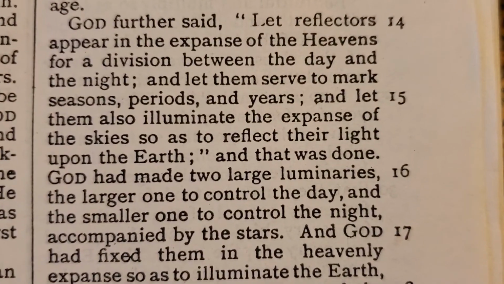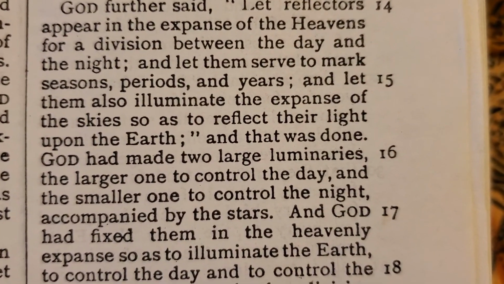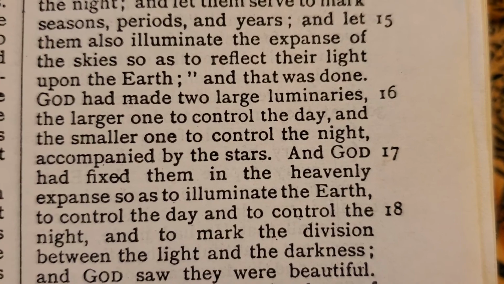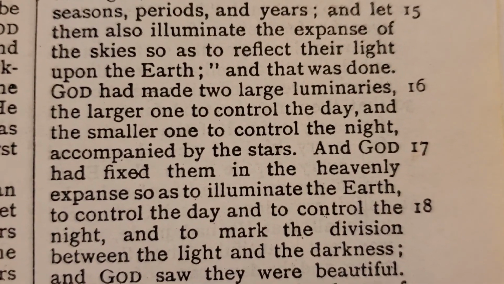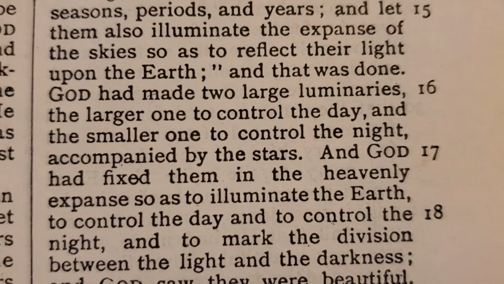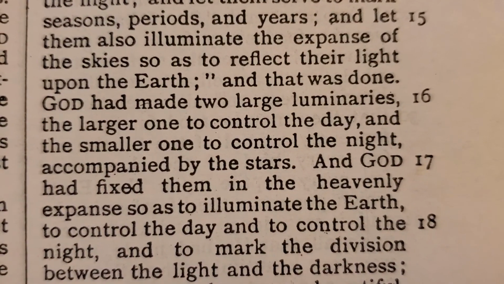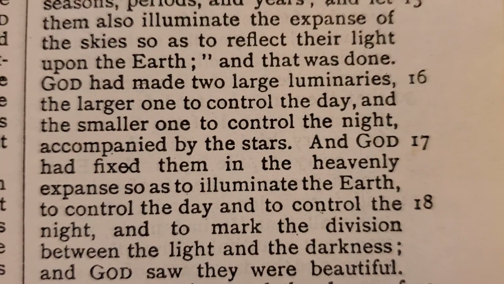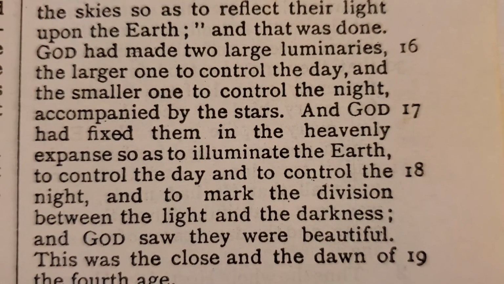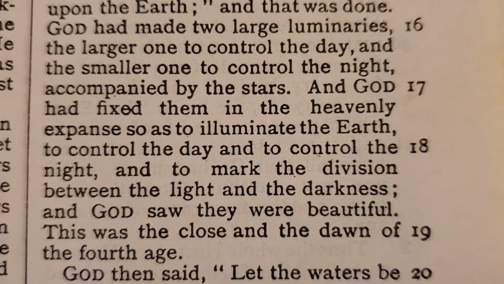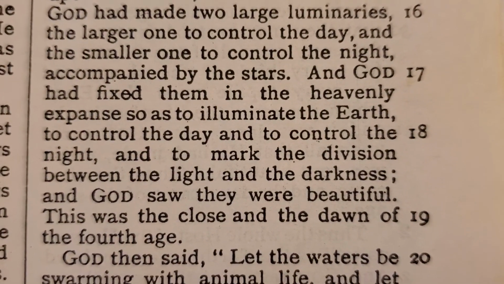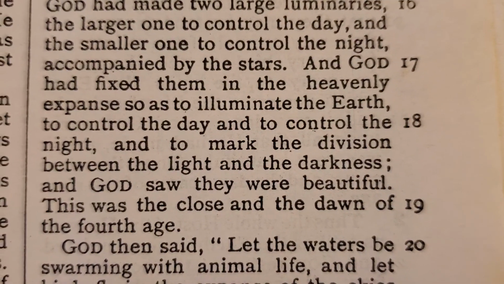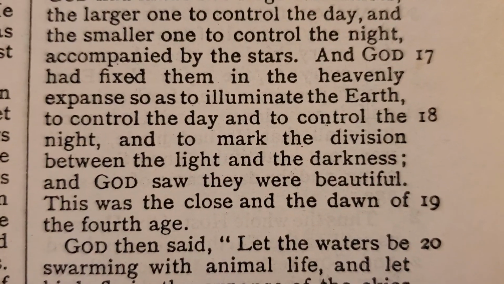So he created 2 luminaries. So one was the sun and one's the moon, right? So I don't know where we came up with the sun is the only one that shines and the moon's being reflected, but I'm not sure. So God made 2 large luminaries, the larger one to control the day and the smaller one to control the night, accompanied by the stars. And God had fixed them in heavenly expanse so as to illuminate the earth, to control the day, and to control the night, and to mark the division between the light and the darkness. And God saw they were beautiful. This was the close of the dawn of the 4th age.